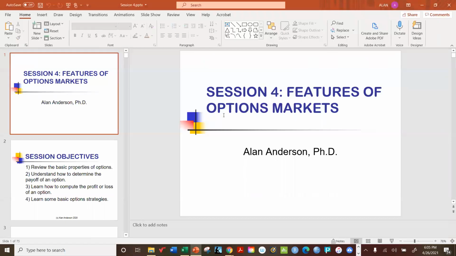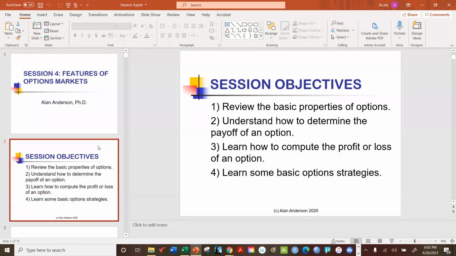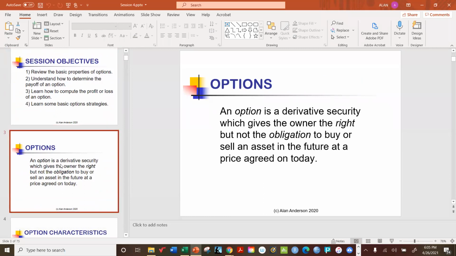So we're looking more at options this week, features of options markets, where we'll be covering the basic properties of options. We're going to calculate the payoff of an option. We're going to calculate the profit or loss of an option. And we'll be looking at some basic option strategies. Some of this we've already covered, but not to this depth. The focus now is more on the strategies that we can employ, whether for hedging purposes or for speculation. There's a lot of different positions we can create with options that would be impossible with any other types of securities in the marketplace. So this is where options really pay for themselves.